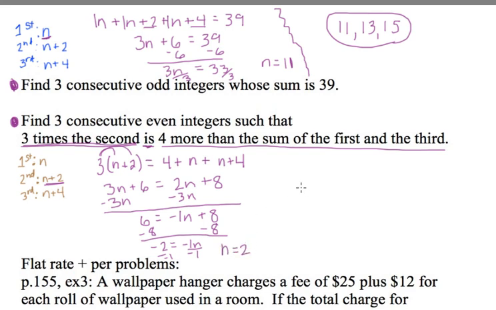So 3 consecutive even integers. Our first one's 2, so our second one, add 2 to that, and our third one, add 4 to the original, or just add 2 again to get 2, 4, and 6.